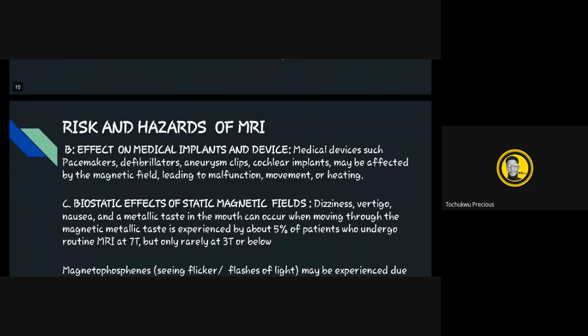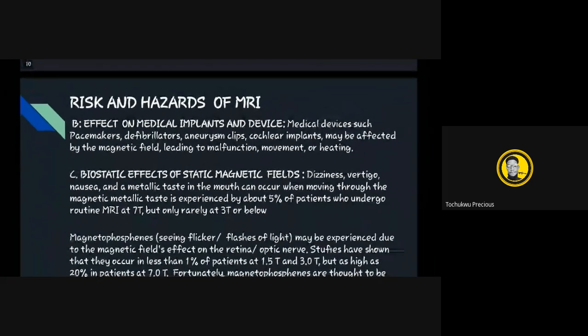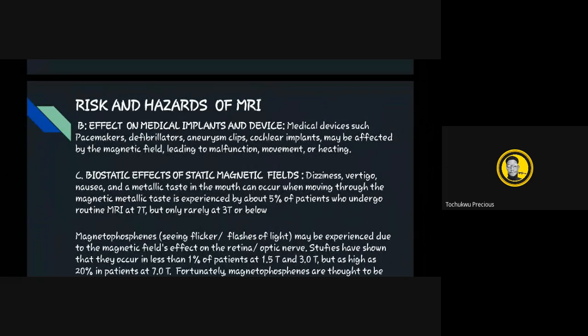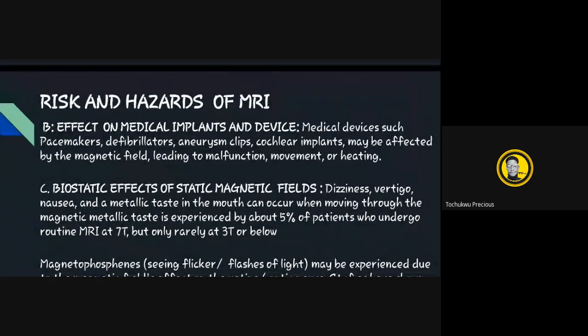Then we also have risks with medical implants and devices. Medical devices such as pacemakers, aneurysm clips, defibrillators, and cochlear implants may be affected by the magnetic field, leading to malfunction, movement, or heating. When these medical devices are in the presence of a magnetic field, they may move and most likely cause harm to the patient. They may be damaged. They might even cause the death of the patient. They might even cause heating in the patient's body.